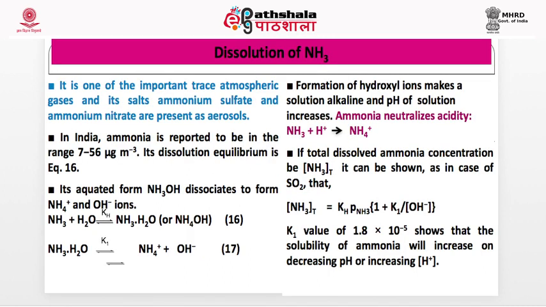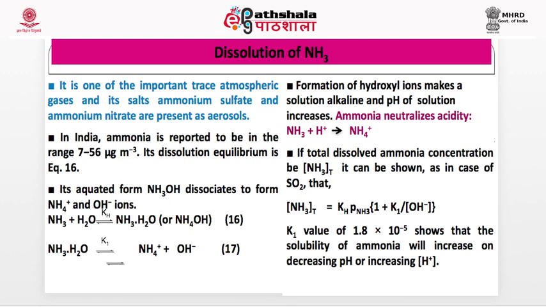Dissolution of ammonia. Ammonia is another trace atmospheric gas. It is a pollutant, and its salts, ammonium sulfate and ammonium nitrate, are present as aerosols. Ammonia is formed in the atmosphere from agricultural activities and also from anaerobic degradation of nitrogen compounds. In India, ammonia is reported to be in the range of 7 to 56 microgram per meter cube. Its dissolution equilibrium is this.